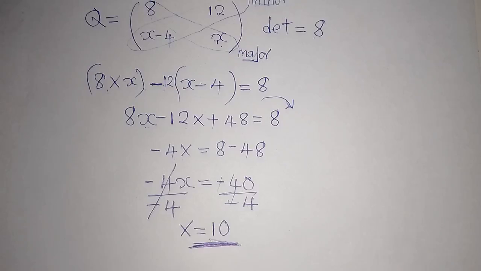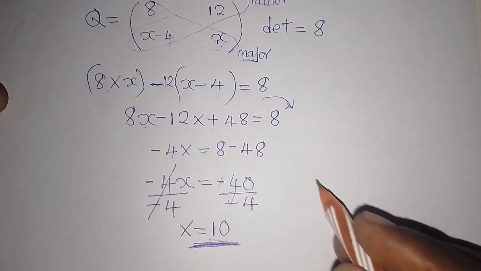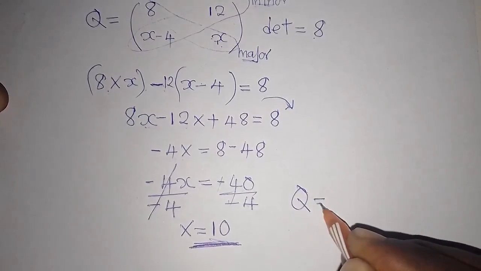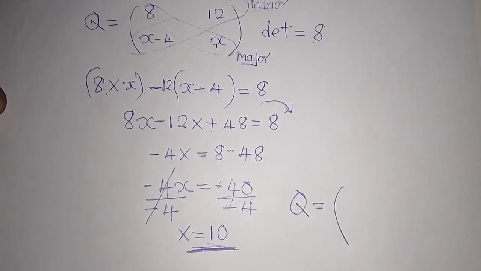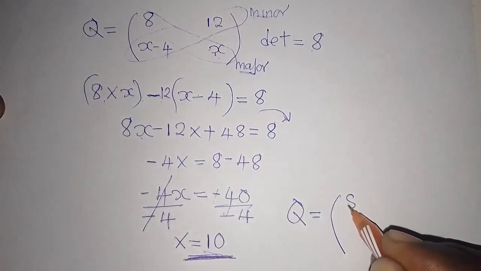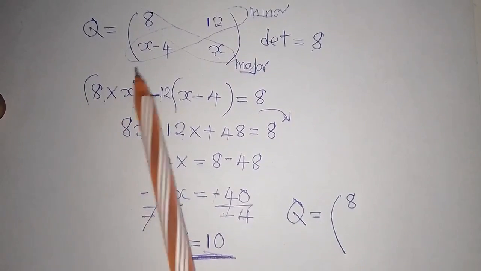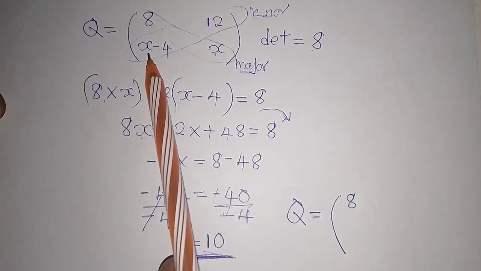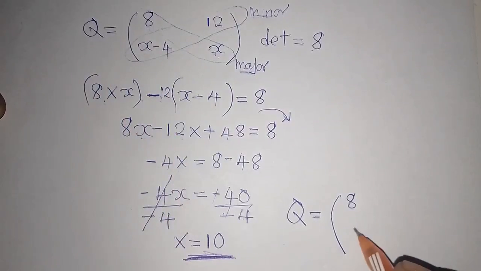So the next question, you are told to find the inverse. So Q is now equal to what? What is the matrix Q? 8 there. Here, since we know that x is 10, 10 minus 4, 6. You put a 6 there.